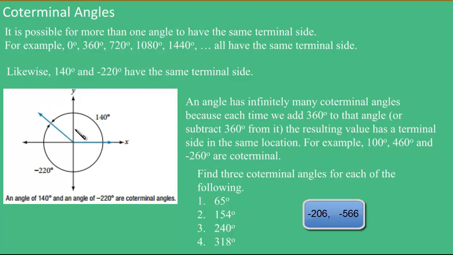So for any given angle, the coterminal angle is found by simply carrying out one complete revolution, either in the positive direction or in the negative direction. So I can add 360 and then add 360 and then add 360, or subtract 360, subtract 360, subtract 360.